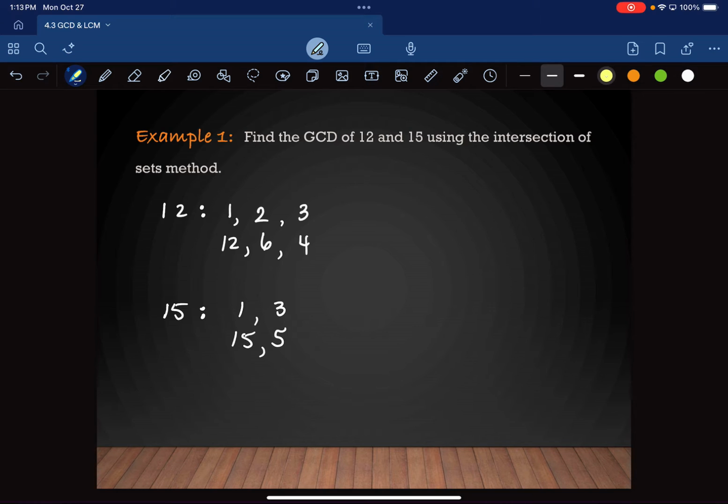And we simply look at the two lists and we find the biggest number that's in both lists. And that number here is 3. It's not a big number, right? So the greatest common divisor is a divisor, so it's a small number, but it's the biggest one in the list. It's a 3.